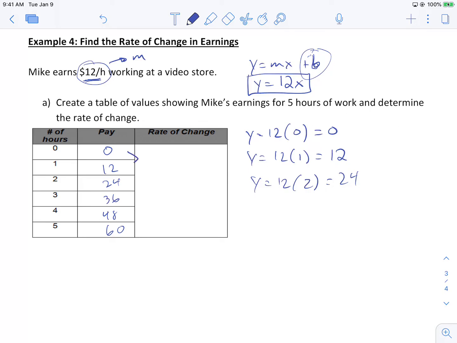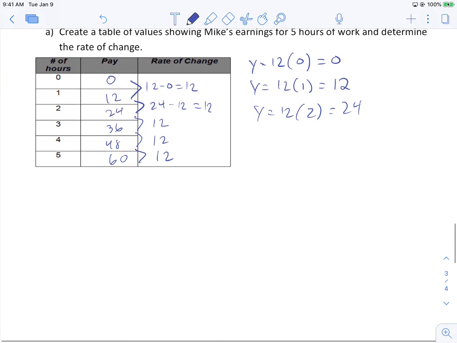So what is our rate of change? Well, we take a look. 12 minus 0 equals 12. 24 minus 12 equals 12. And we could keep going. That would give me 12, 12, 12. And just like before, what does that tell us? If we have the same number, that means it is a straight line.